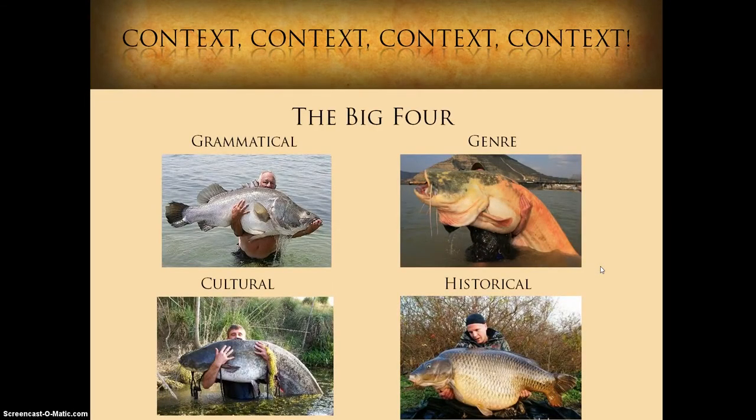And there's kind of the big four different types of context. You have grammatical context, so it's the surrounding paragraphs, sentences, taking the chapter as a whole, taking the book as a whole. All of that, you want to have a bigger picture view. You have genre, you have cultural context, and you have historical context.